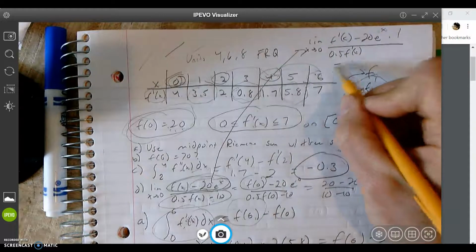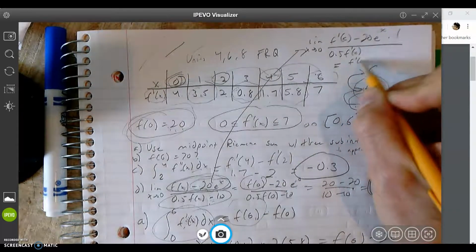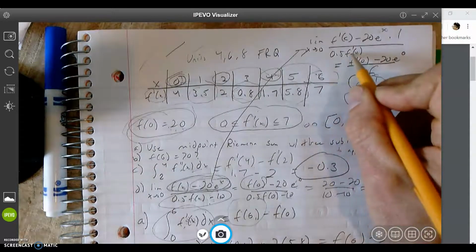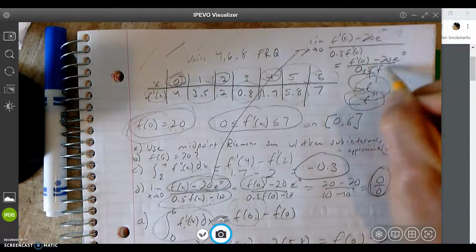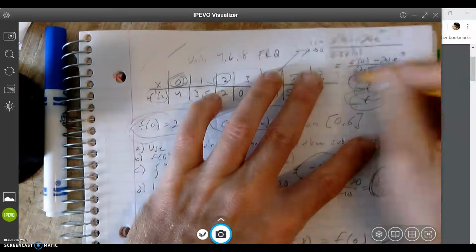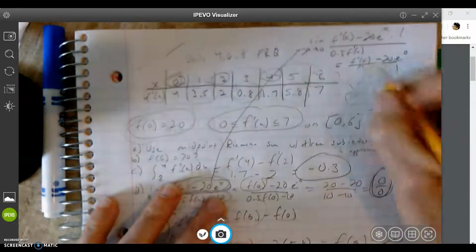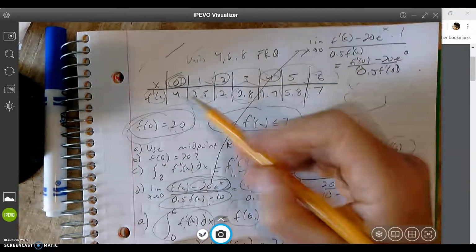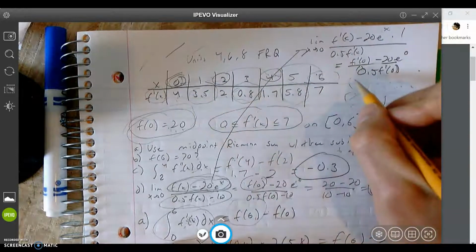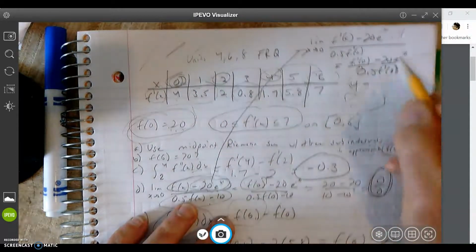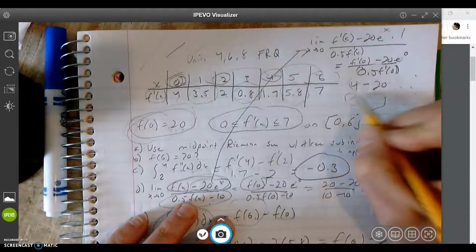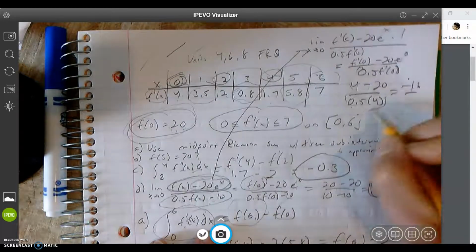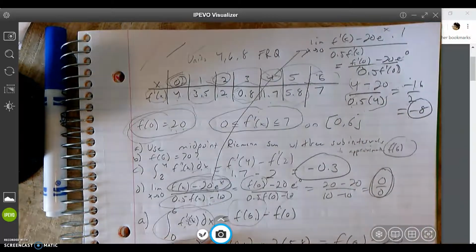Okay, so now I'm just going to plug in again. So it's going to be f prime of 0 minus 20 e to the 0 over 0.5 f prime of 0. Sorry, let's write that a little bit more clearly. I go over to my chart, and f prime of 0 equals 4. So this is 4 minus 20, since e to the 0 is 1, over 0.5 times 4. So that's negative 16 over 2, which is negative 8. Got it. There you go.